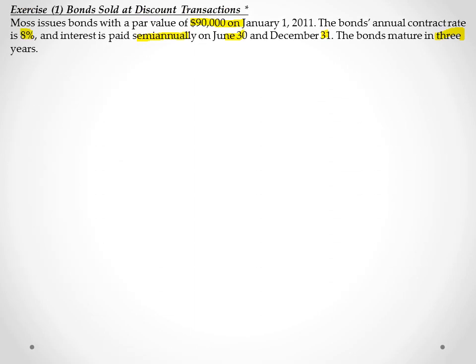Let us now discuss this exercise in order to make a quick recap of how we recorded the bond transaction. We have a company, Moss Company, which issues bonds with a par value of $90,000 on Jan 1st, 2011, and the bond's annual contract rate is 8%, which we call the coupon rate, and interest is paid semi-annually, meaning 2 times each year, on June 30 and on December 31st. The bonds will mature in 3 years. This is the life cycle of the bond.